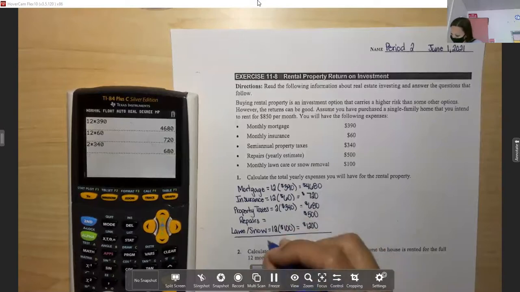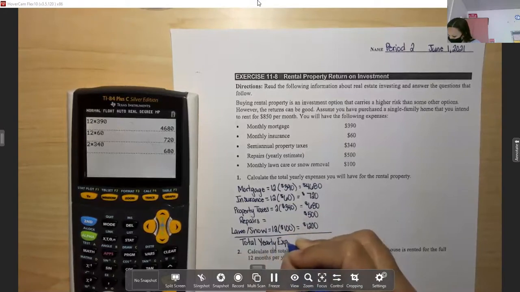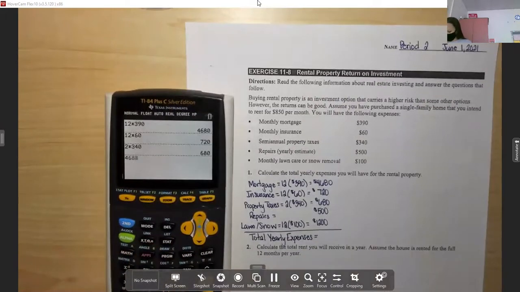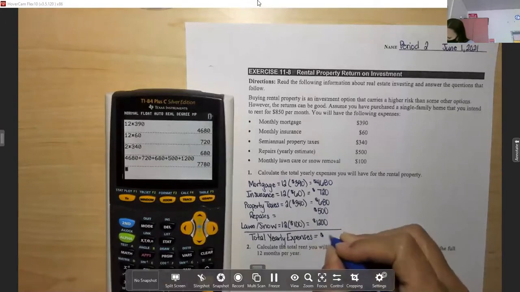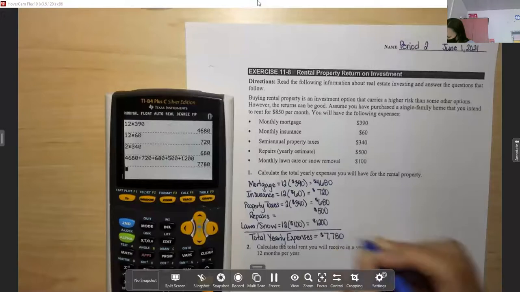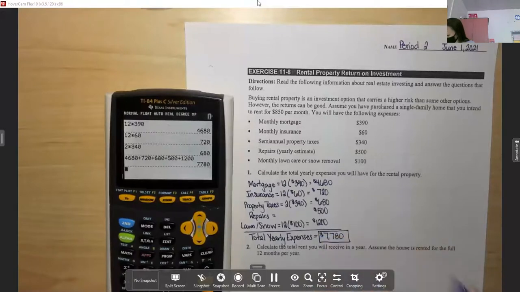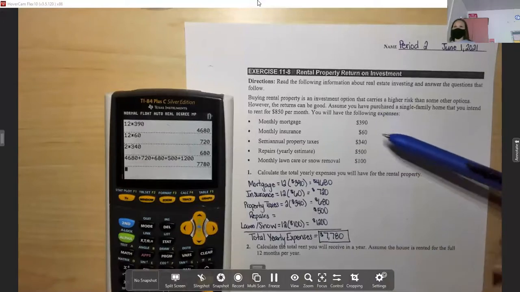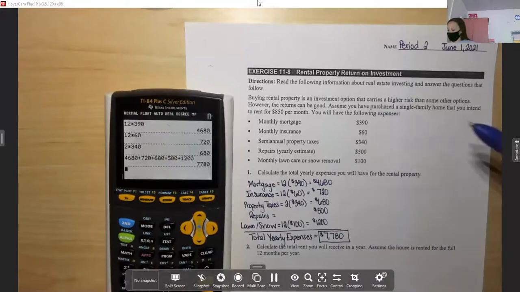So the total yearly expenses is, so I'm just going to add all of these. 4,680 plus 720 plus 680 plus 500 plus 1,200 is $7,780. And your $390 for a monthly mortgage is really low. It doesn't tell us the price of the house or anything, but that's pretty low.